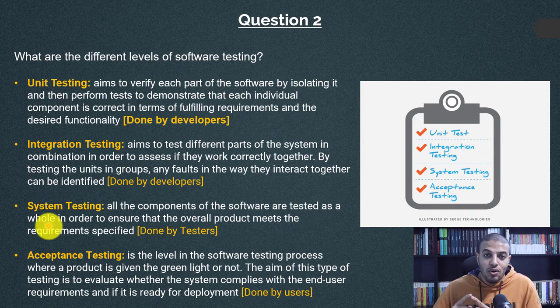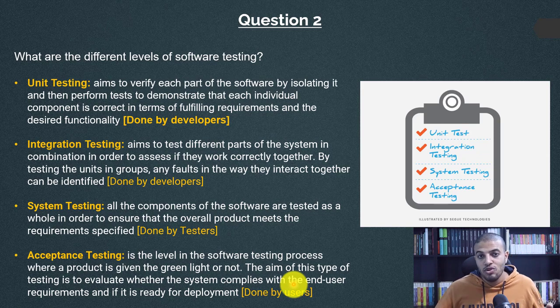And also, the goal of acceptance testing is not to find many defects, but the goal is to make sure that our software is ready to be deployed to the customer. So acceptance testing is the level in the software testing process where a product is given the green light or not. Is it ready to be delivered or not? The aim is to evaluate whether the system complies with the end user requirements and if it is ready for deployment. And mostly the end users and the stakeholders are the ones who perform acceptance testing.